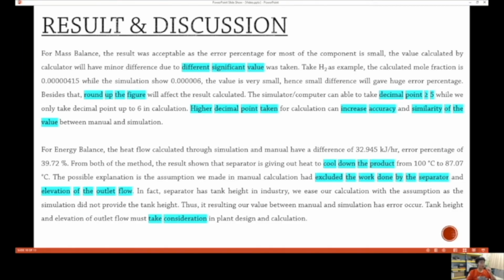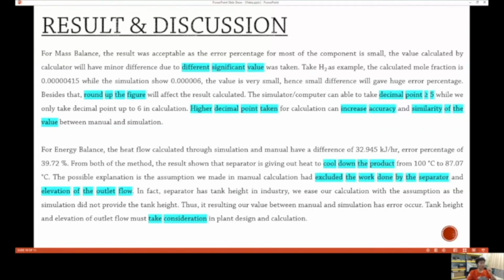After carrying out mass balance, we found that the result was acceptable as the error percentage for most of the components is small. The value calculated by the calculator will have minor differences due to different significant values taken. Take hydrogen gas as an example. We calculated the mole fraction for hydrogen gas as 4.15 times 10 power of negative 6, compared to the simulation which shows 6 times 10 power of negative 6. The value is very small. However, a small difference can give a huge error percentage. That's why the error percentage for the hydrogen is 44.58%.